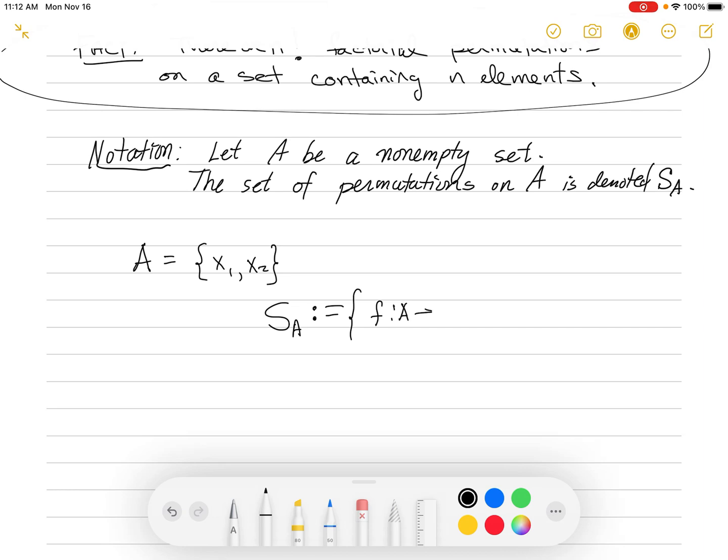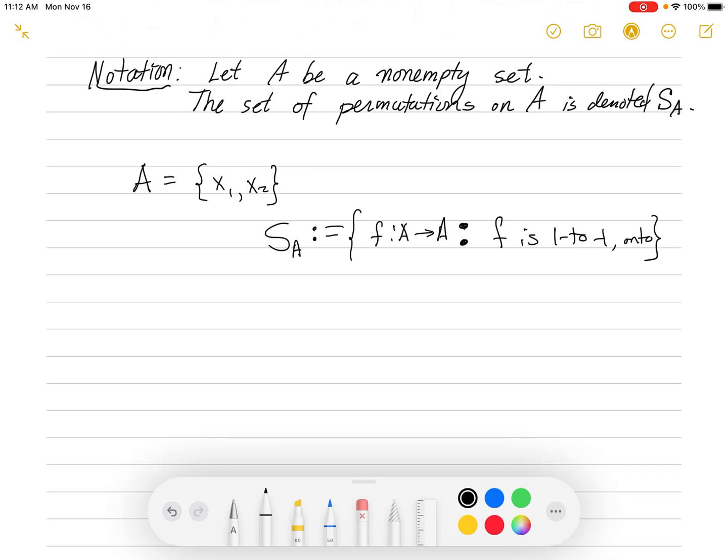the set of all functions from A to A such that f is 1 to 1 and onto. So all 1 to 1 functions that go from A to A, basically. So S of A would consist of permutations.